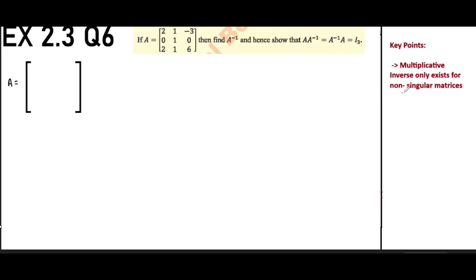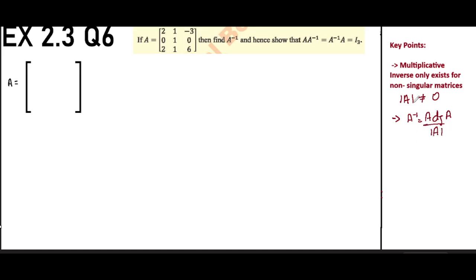So first of all, we are going to revise our basic information, which is that multiplicative inverse only exists for non-singular matrices. And how do we know if a matrix is non-singular or not? For that, we check its determinant. If its determinant is not equal to 0, then it is a non-singular matrix. And now we also have to revise the formula for multiplicative inverse, which is A inverse equals adjoint of A whole divided by determinant of A.